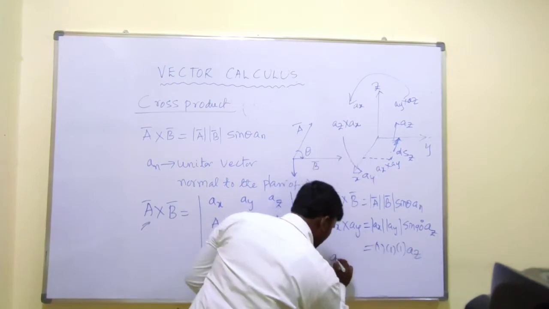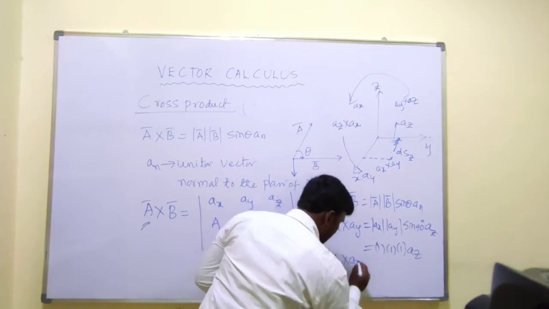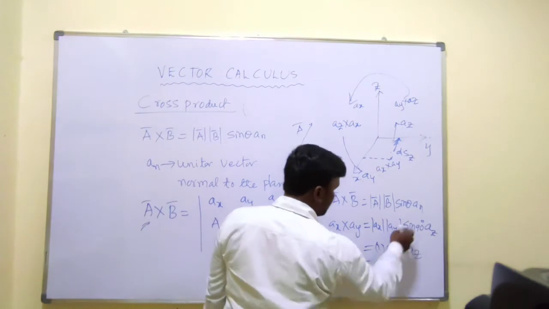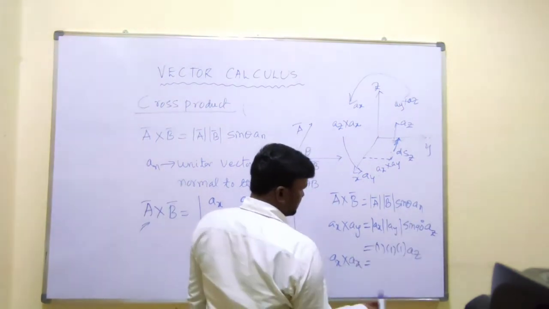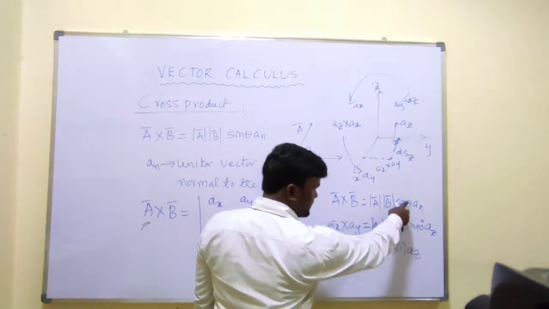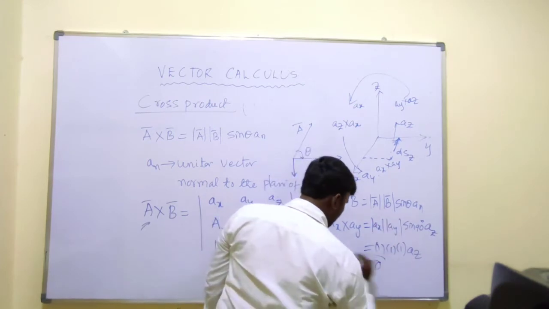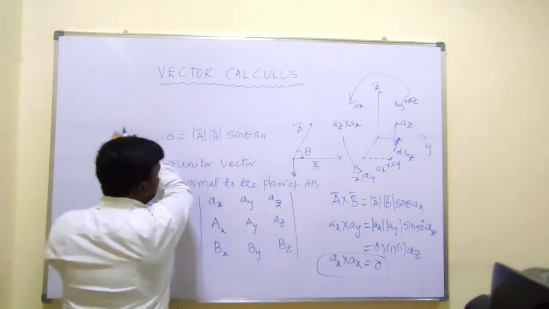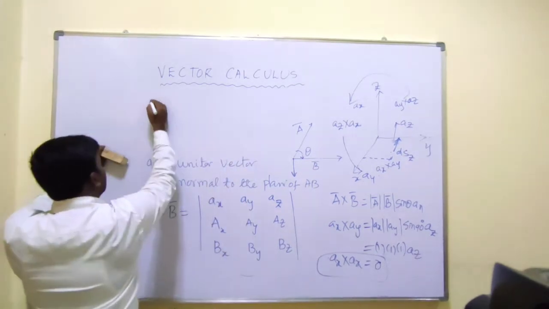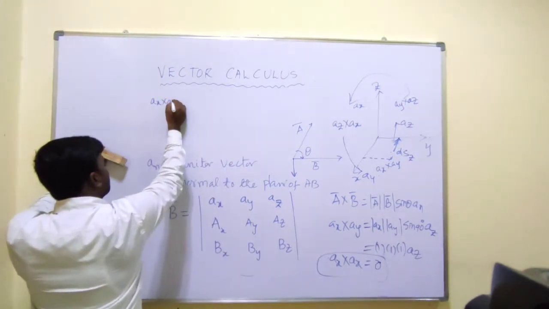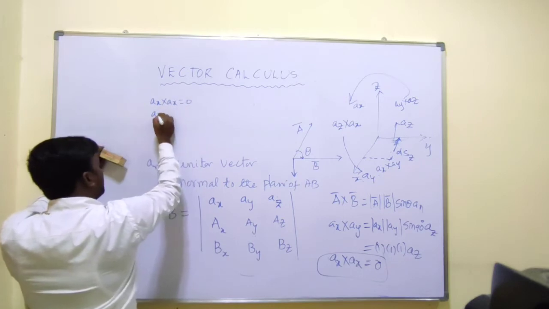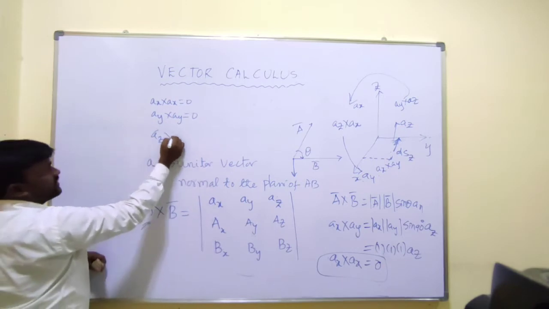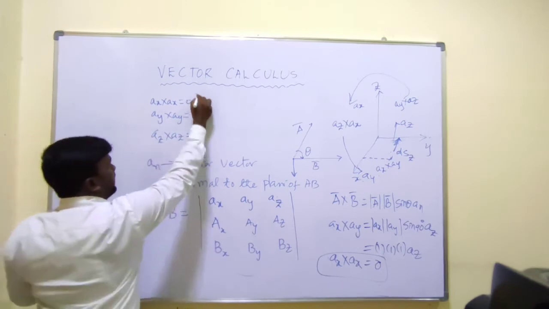If I take the same unit vectors, that is Ax cross product with Ax, the angle between Ax and Ax is 0, so sin 0 is 0, and 0 into something is 0. Conclusion: Ax cross Ax is 0, Ay cross Ay is also 0, and Az cross Az is also 0.